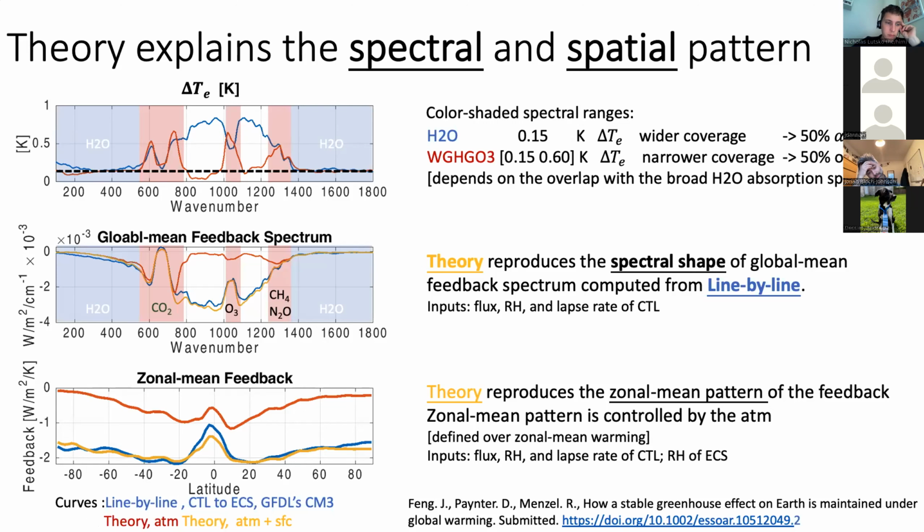So in other words, the lapse rate feedback from the polar regions to the tropical regions works to enhance the atmospheric feedback when it comes to a hotter climate.